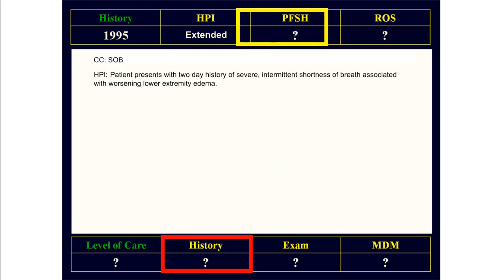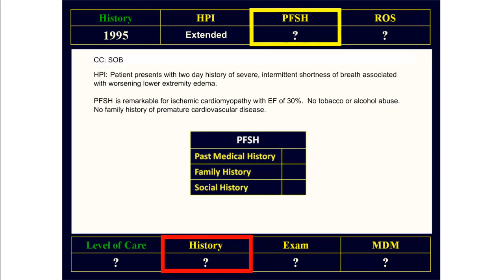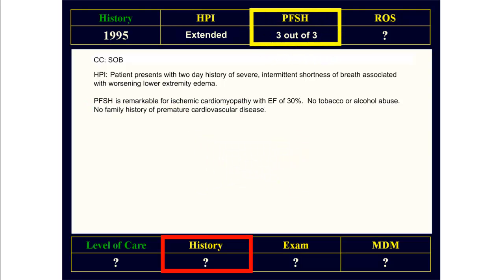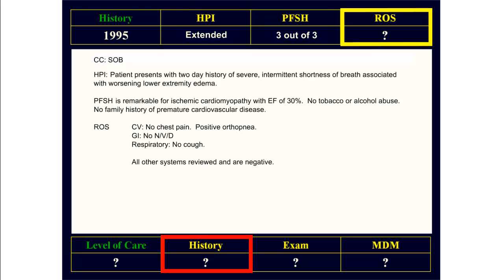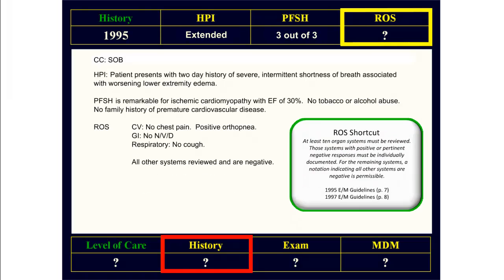The next step is to check the PFSH. Looking at the PFSH, you see that at least one element from the past medical, social, and family history is recorded, which means we have a 3 out of 3 PFSH. The next step is to check the ROS. Looking at the ROS, the most clinically relevant systems are documented, along with the accepted shortcut: all other systems are viewed and are negative.